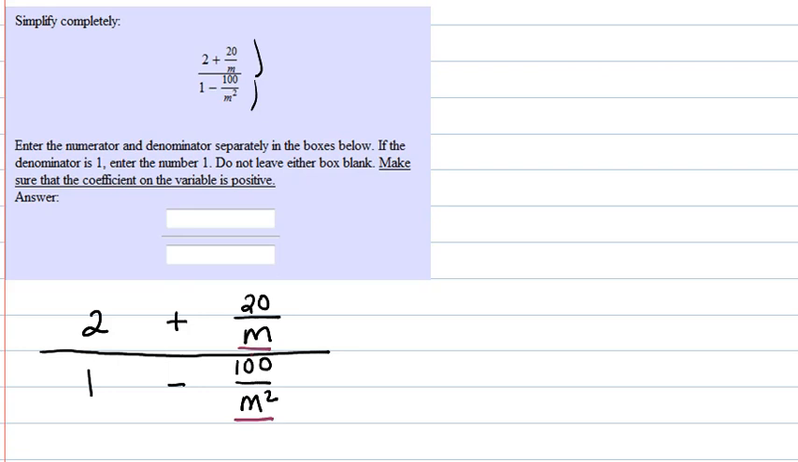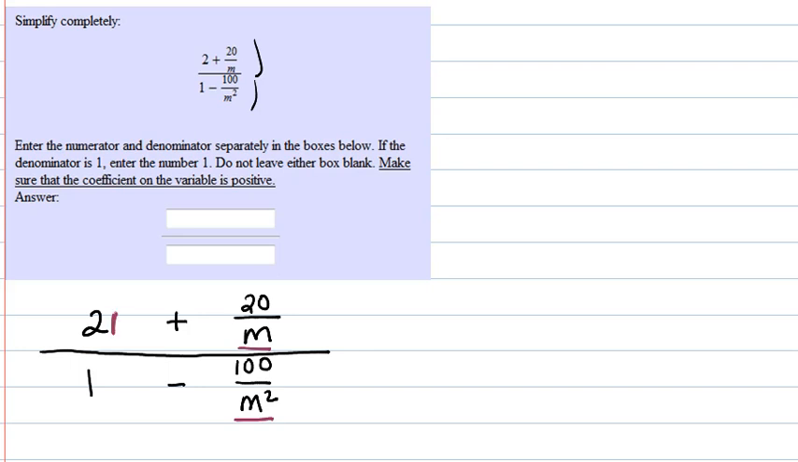It's easiest if you choose the least common denominator, and with variables that's the highest degree, so we've got m to the first, m squared, so we want m squared. We're going to multiply the top by m squared and the bottom by m squared, but that gets distributed on top and bottom because these are binomials on top and bottom.